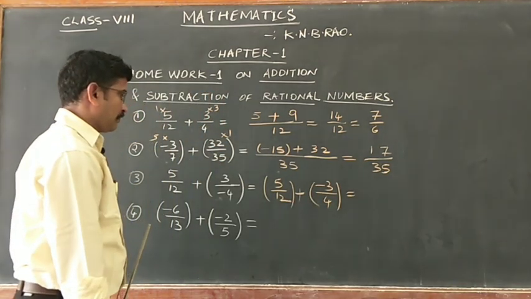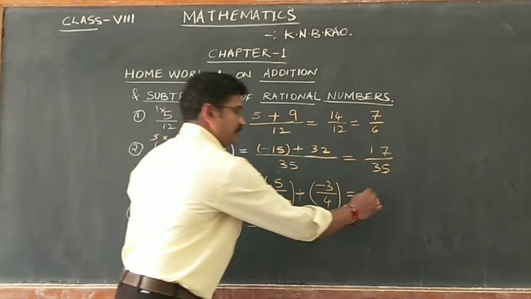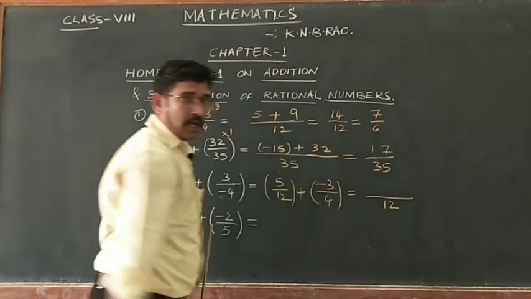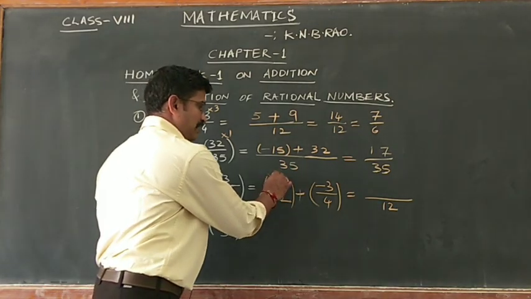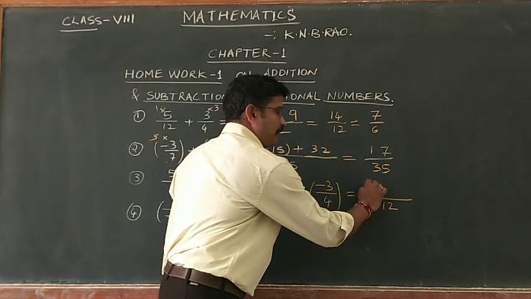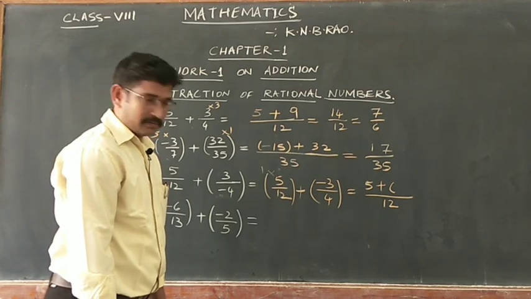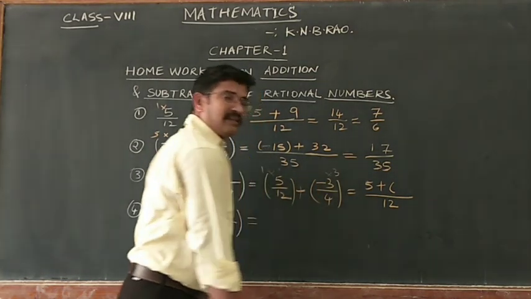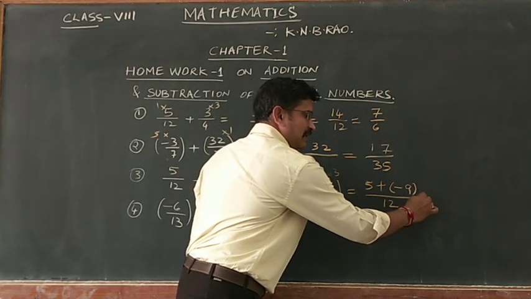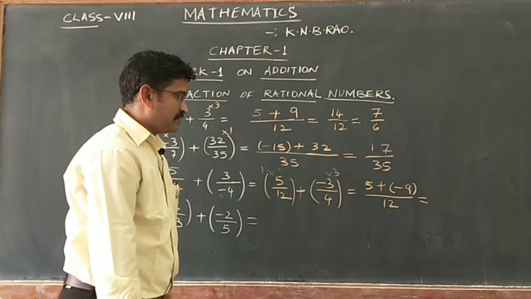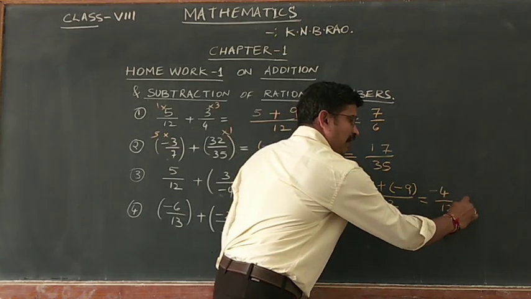Now, we take the LCM of 12 and 4. The LCM of 12 and 4 is 12. 12 in 12 is one time, multiplied by 5, so 5 ones are 5. Then 4 in 12 is 3 times, multiplied by minus 3, 3 minus 3s are minus 9. At last, the answer is 5 minus 9, which is minus 4 upon 12.